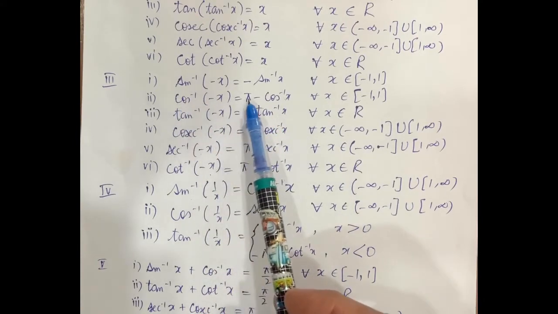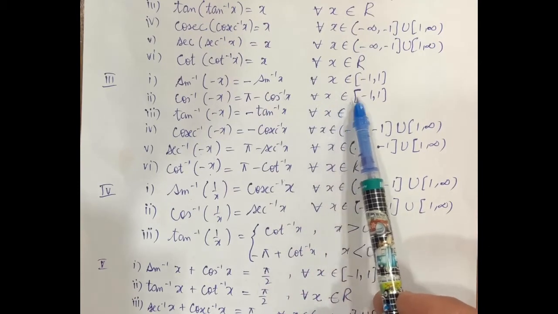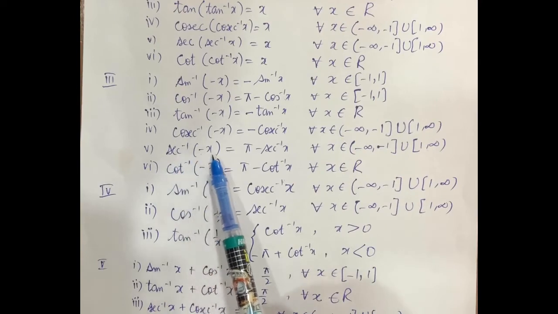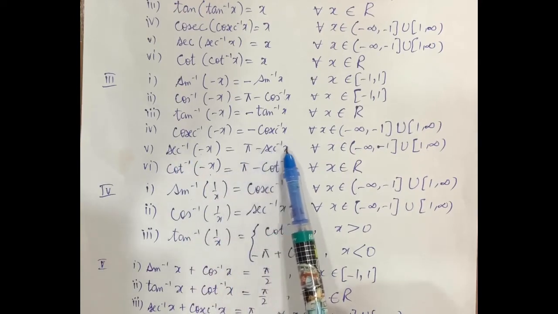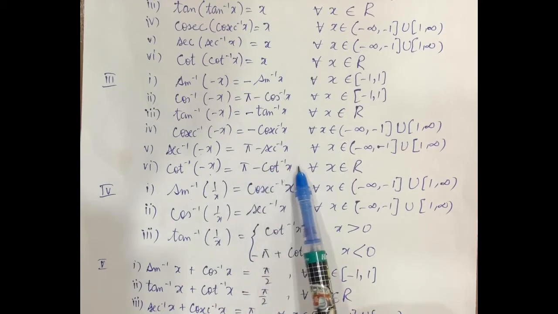Cos inverse of minus x is pi minus cos inverse of x for x belonging to the interval minus 1 to plus 1. Similarly, for secant inverse of minus x, we have pi minus secant inverse of x. Cot inverse of minus x is pi minus cot inverse of x.